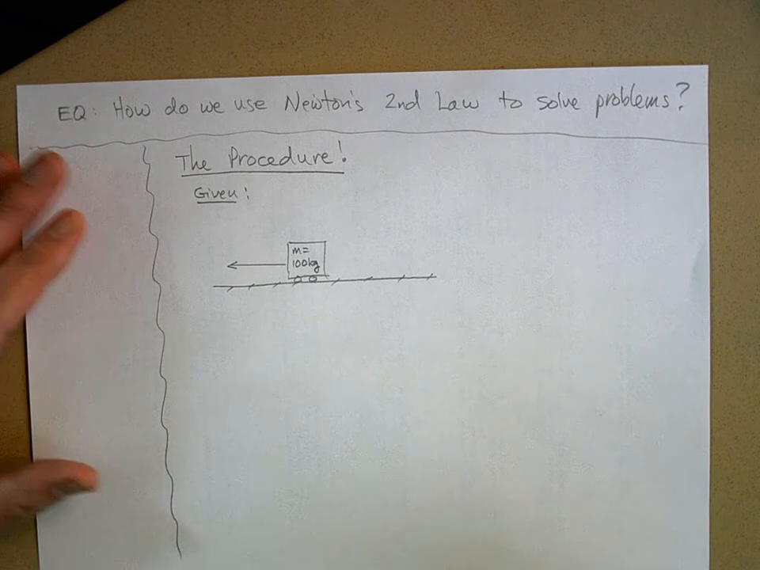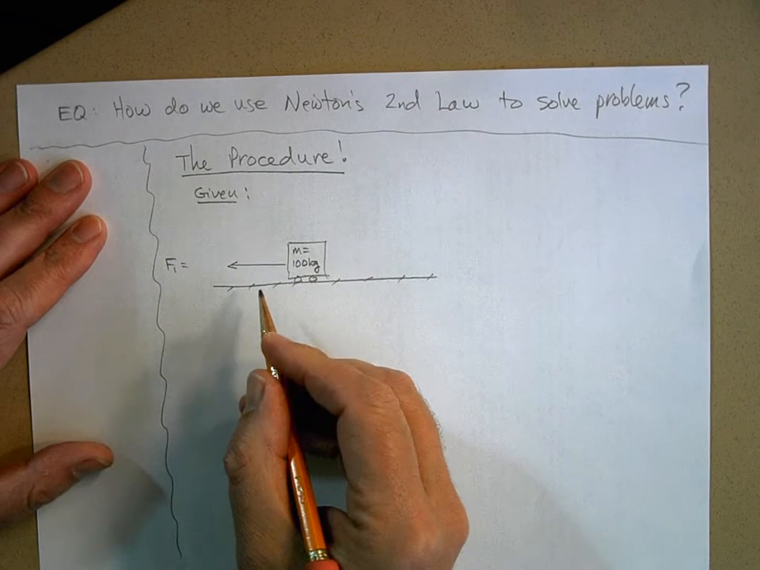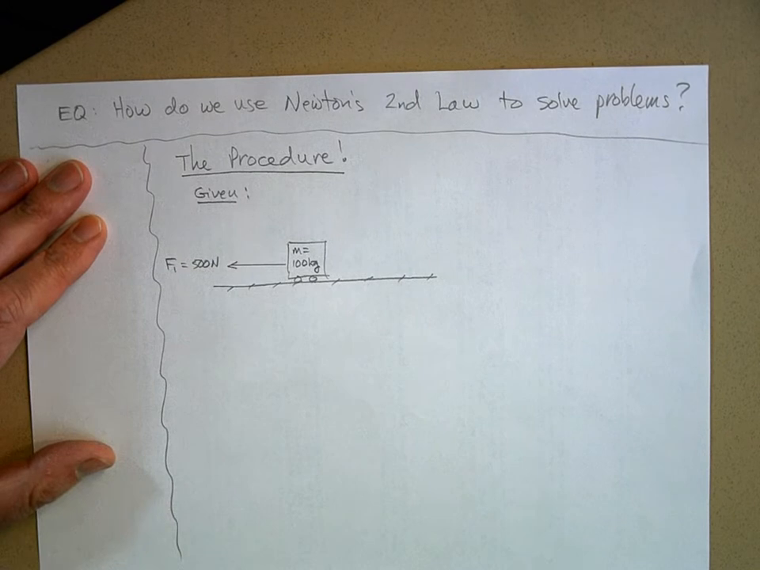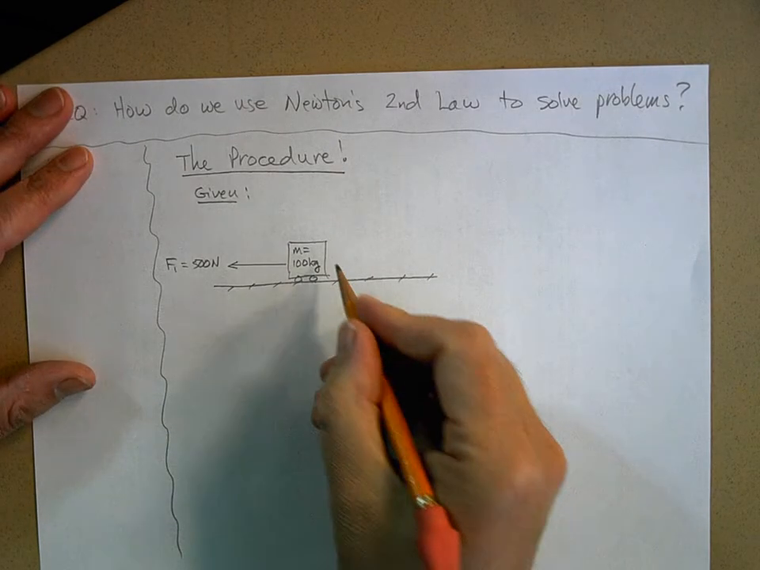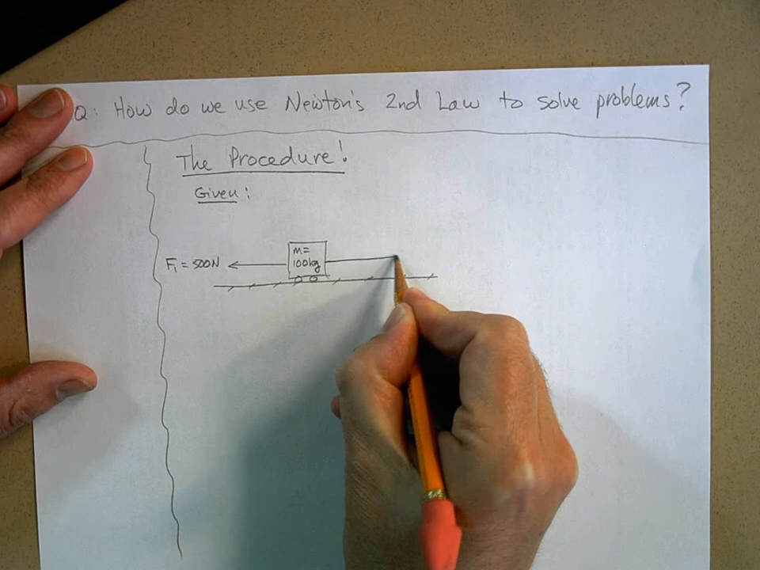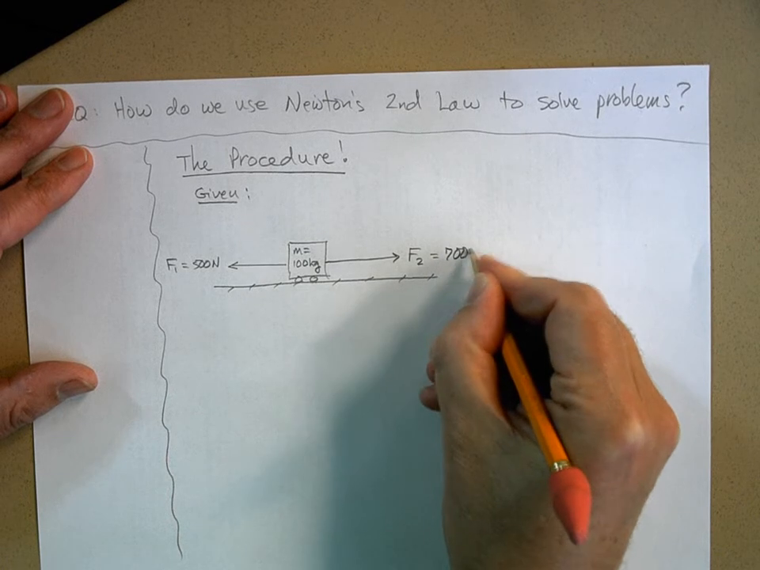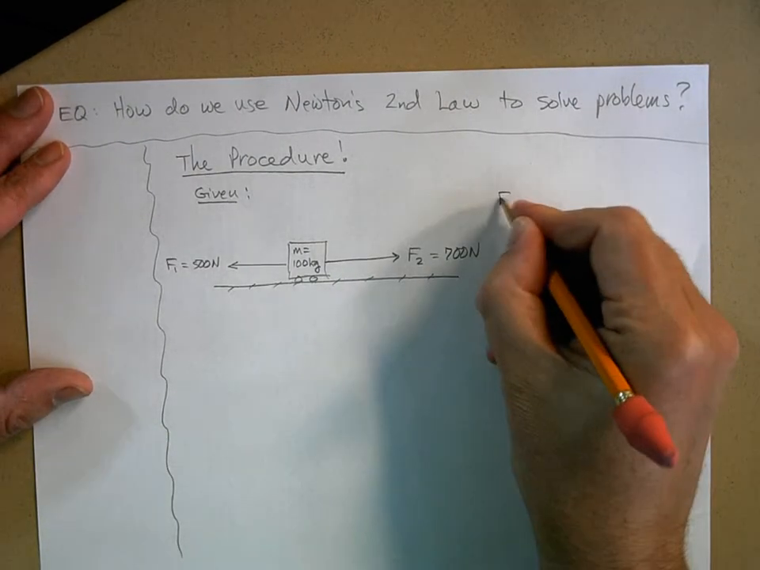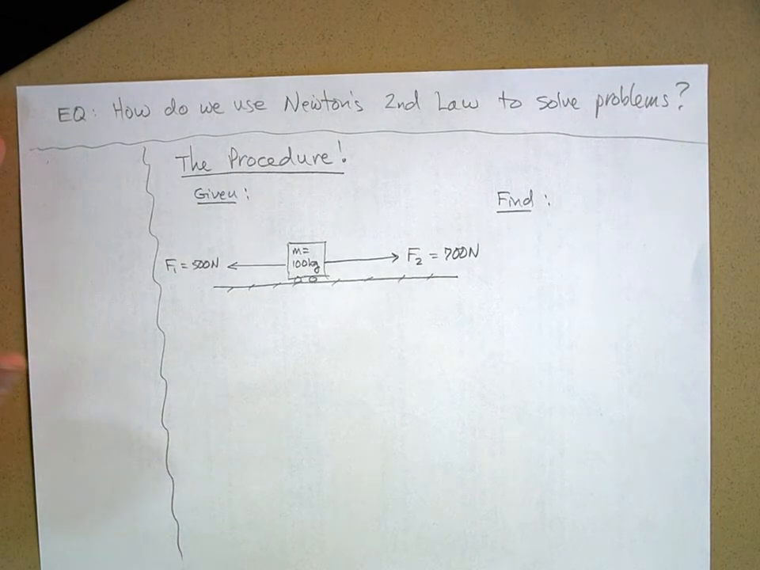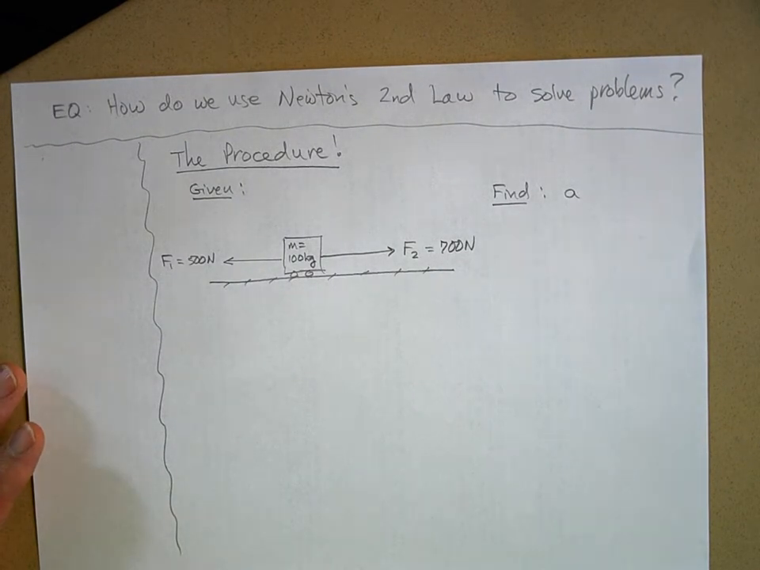And let's say that these people are pulling with an applied force, we'll call it F1, of 500 newtons. That's about right. If you had a couple people pulling on it, 500 newtons is reasonable for this. But let's say F2 is equal to 700 newtons. And we want to find the acceleration of the object. Okay, solve.